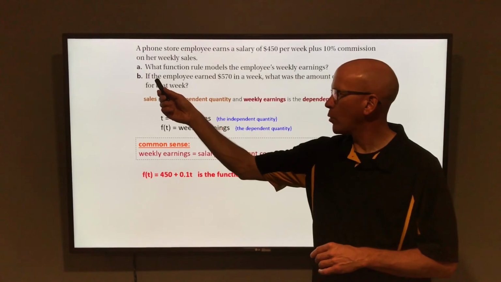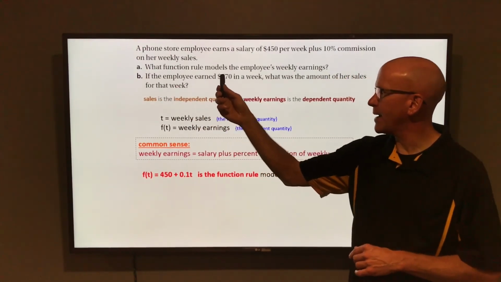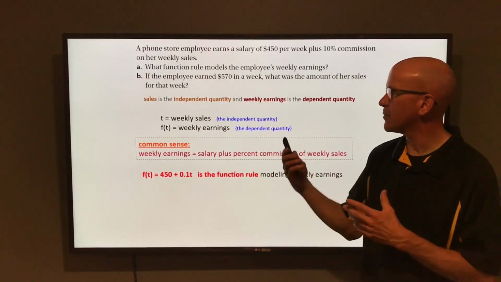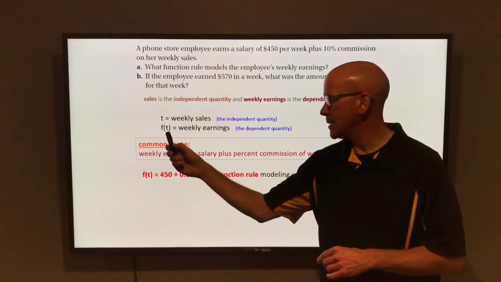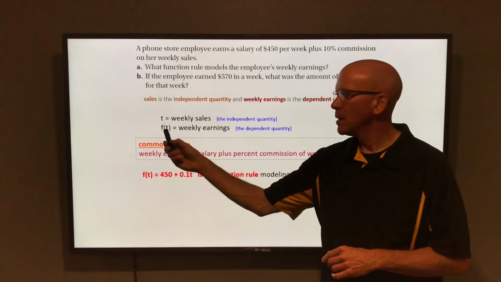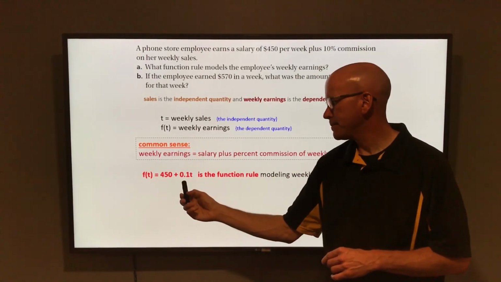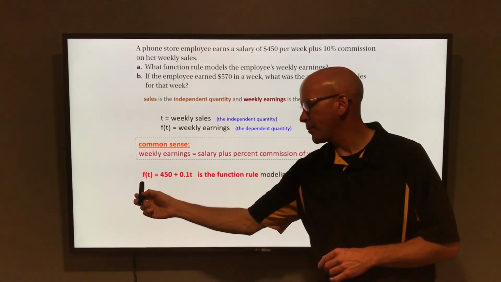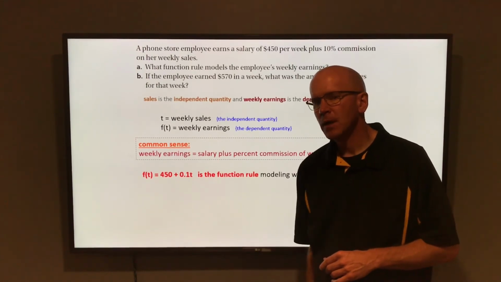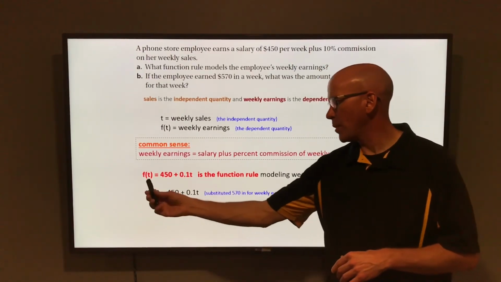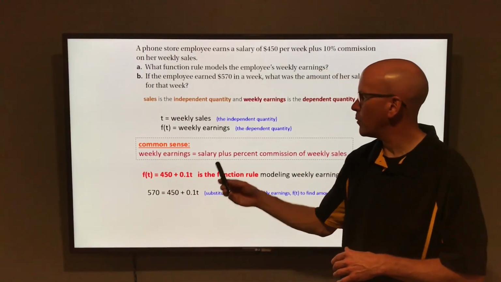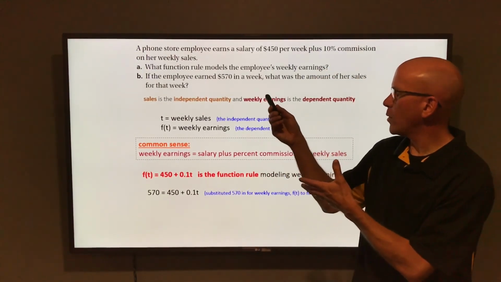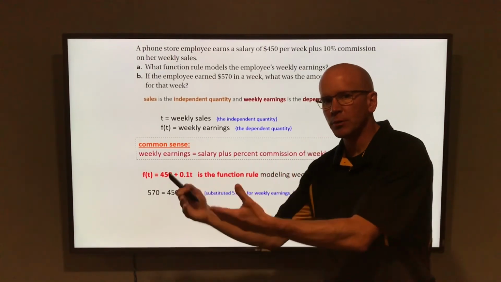Now part B, if the employee earned $570 in a week, what was the amount of her sales for that week? So that $570 is the weekly earnings. That's not going in for T. That's going in for F of T. That's the weekly earnings. So put 570 in for F of T. That's the output. We want to figure out the input. We want to figure out what was her sales that produced that output.